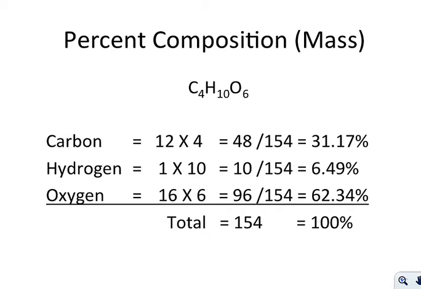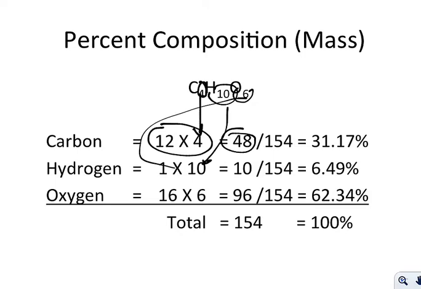In order to do percent composition by mass, you have to find the mass of each constituent part. So for example, there are 4 carbons. Carbon has an atomic mass of 12, so I multiply 12 times 4 and I get 48. Hydrogen is 1 times 10, because you have 10 hydrogens. 6 times 16, you get 96 for oxygen. That means that the total mass of this particular molecule is 154 grams per mole.